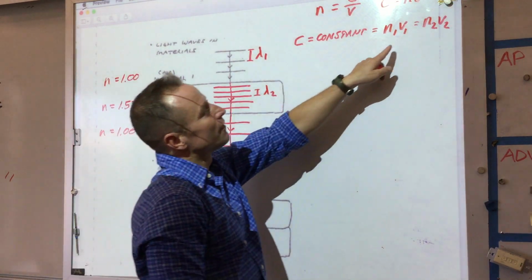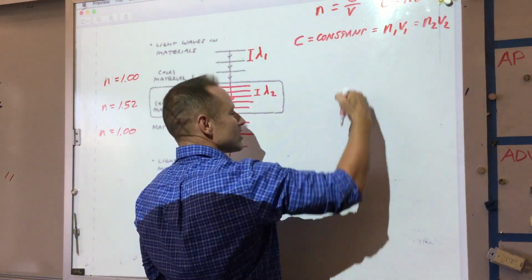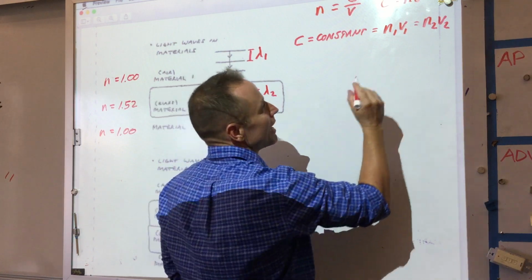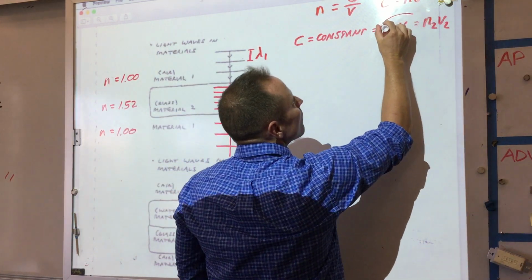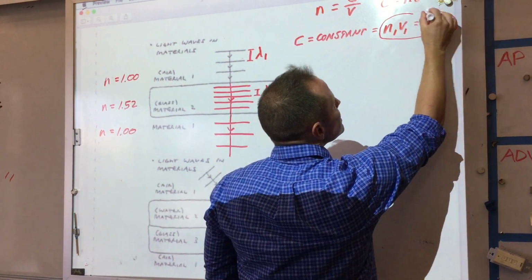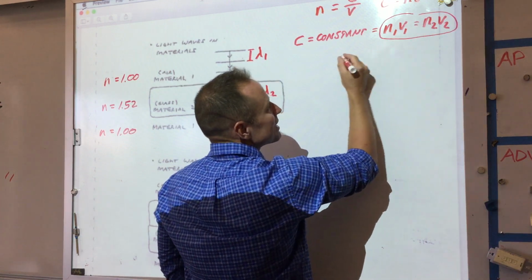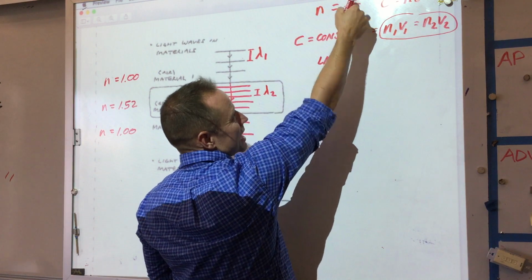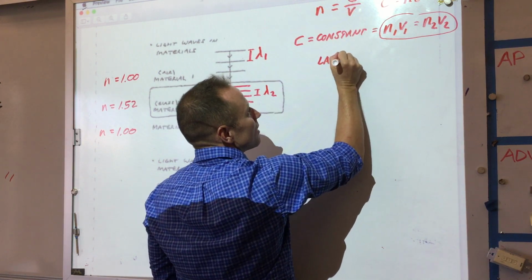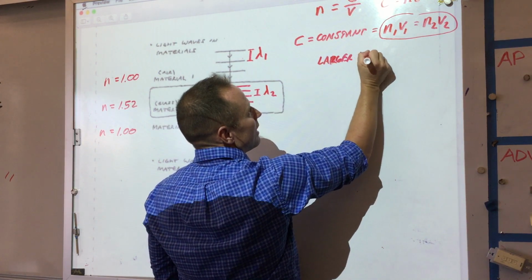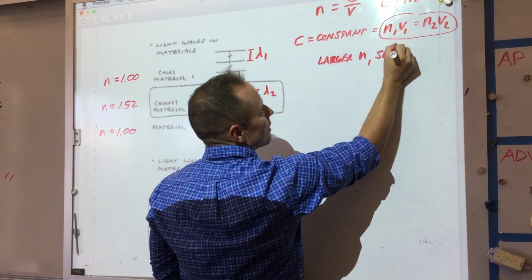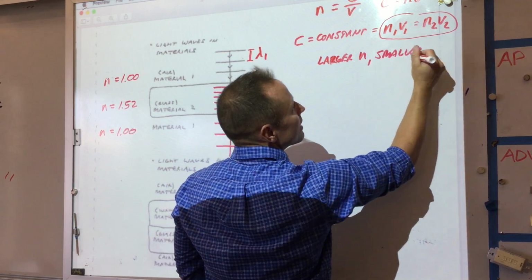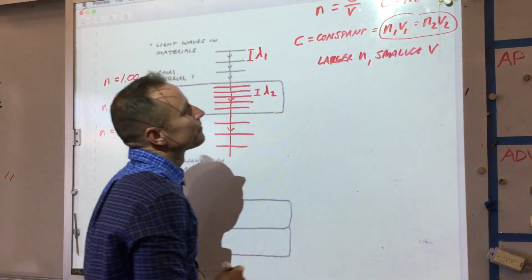Okay, so we're going to derive a couple useful things here along the way, but what this lets you know, and we kind of already knew this, is that a larger n means a slower v, but that was kind of true from how we defined it. So larger n, smaller v. The bigger the index is, the lower the speed. Okay?